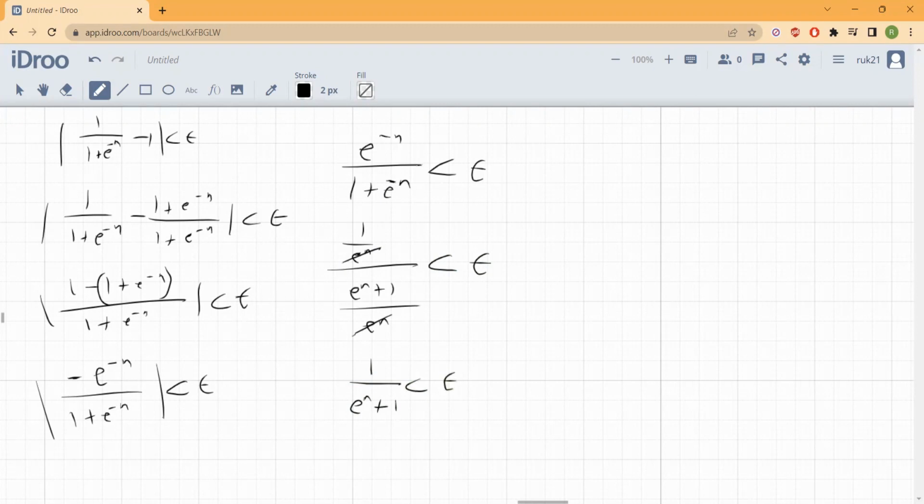I'm just going to bring it up over here. 1 over epsilon is smaller than e to the n plus 1. 1 over epsilon minus 1 is smaller than e to the n. Then I'm going to ln both sides, so it's going to become ln of 1 over epsilon minus 1 is smaller than n. And there you go.